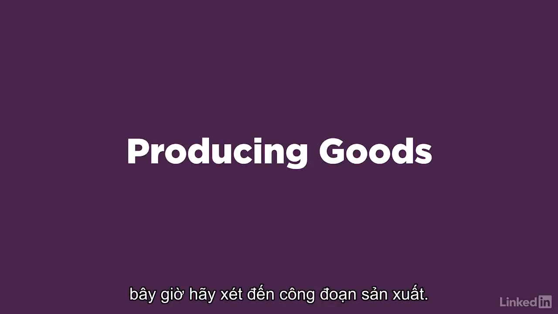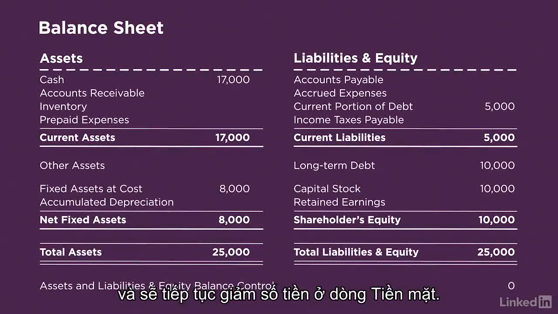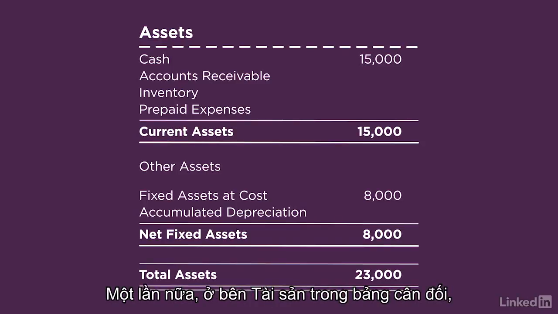Let's get now into production. Now that you have your piece of machinery, you need to buy raw material. You spend another $2,000 on raw material, which reduces further your cash. If you remember, you started with $25,000 and purchased equipment for $8,000, leaving you with $17,000. With that new spend, you're left with $15,000.